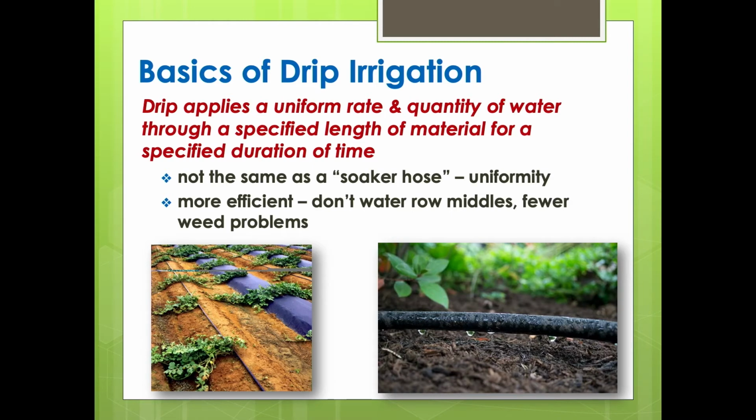Drip irrigation, when it's set up properly, like I've already mentioned, will put out water uniformly. It doesn't matter how big the system is. And again, it's not a soaker hose. It's a very precise way to put out water on an area, regardless of the size of the area.